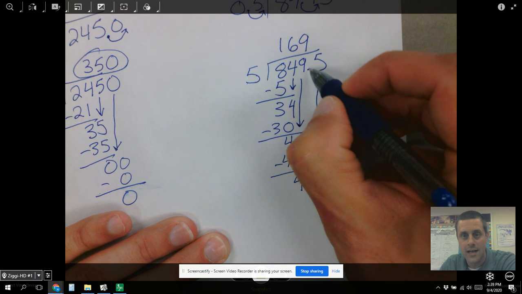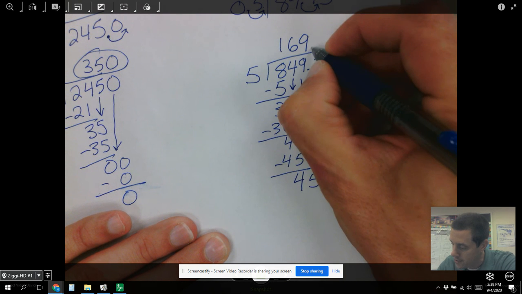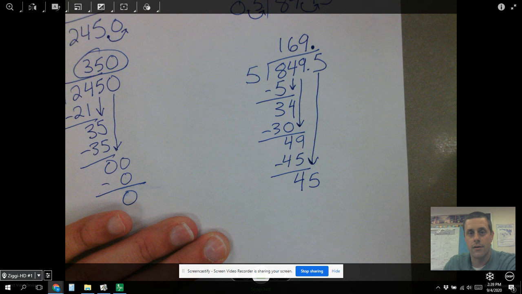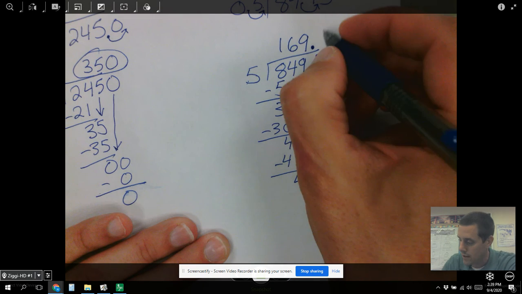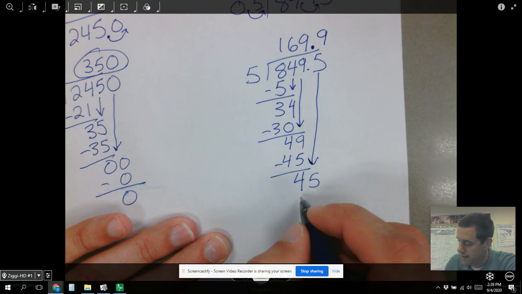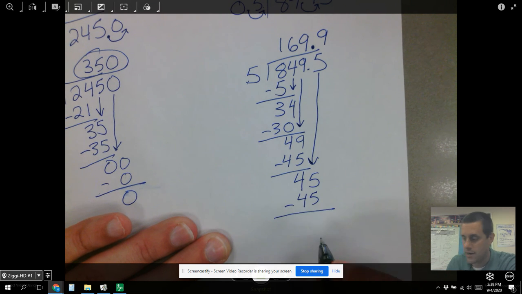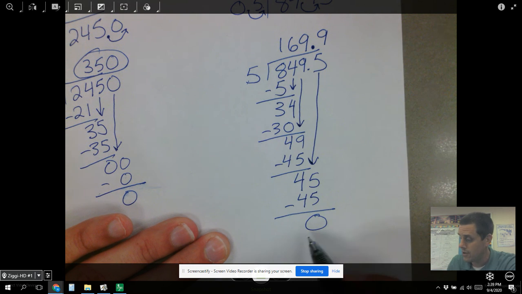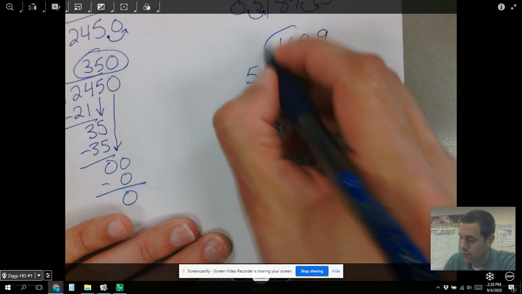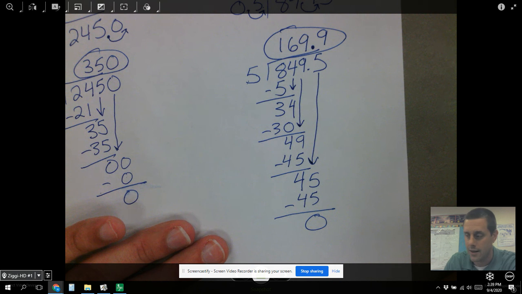Don't forget about this decimal point. It gets popped straight up into your quotient. And now we're ready for another round of division. 5 fitting into 45. That will go 9 times. 9 times 5 is 45. 45 minus 45 is 0. No digits left to bring down. No remainder means my final quotient is 169.9.